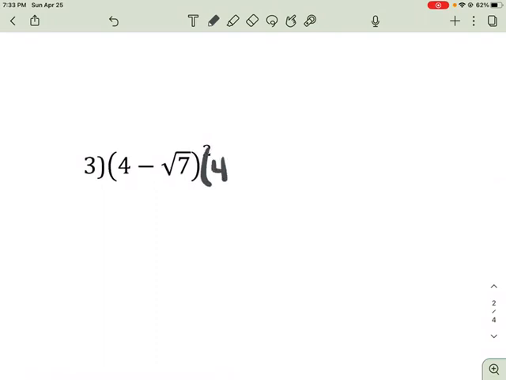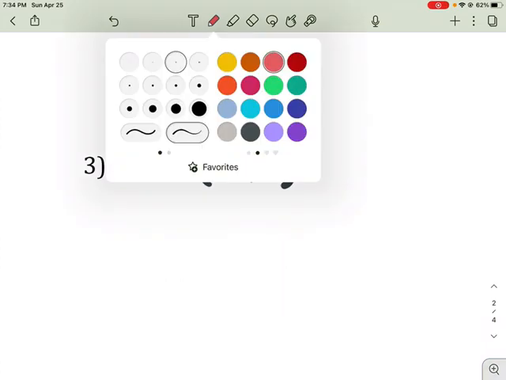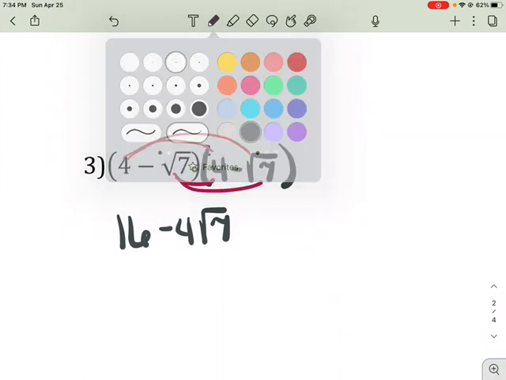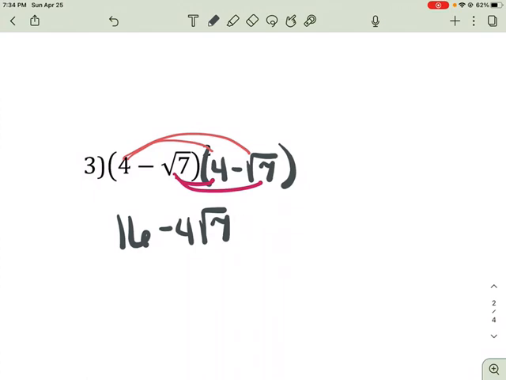All right, let's try this one. Squared. Remember, that just means 4 minus the square root of 7 written twice. So this is your FOIL, split to distribute, box, whatever you use to multiply two binomials. So I'm going to just do FOIL, so 4 times 4, and remember that the 4 and the 7 can't go together, so we're going to get 16 minus 4 square roots of 7. And then here we're going to have minus 4 square roots of 7, plus the square root of 49.